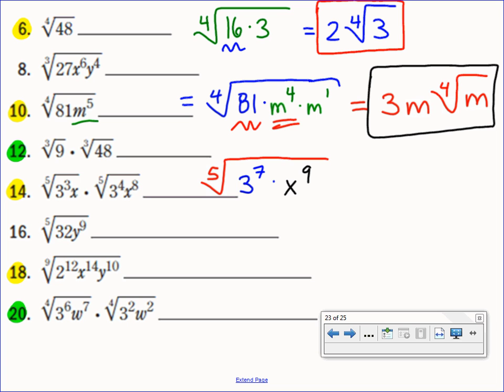Let's rewrite that as the 5th root of, and I'm going to break up that 3 to the 7th as 3 to the 5th times 3 to the 2nd. I'm going to break up that x to the 9th as x to the, what's the next highest exponent beneath 9 that is divisible by 5? We have got to go all the way to 5 times x to the 4th.